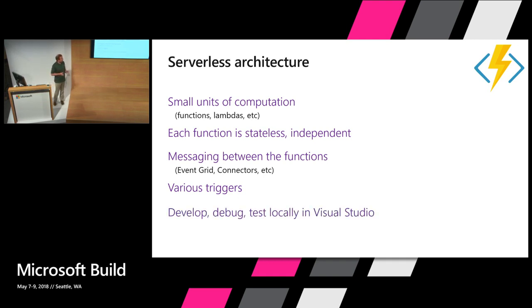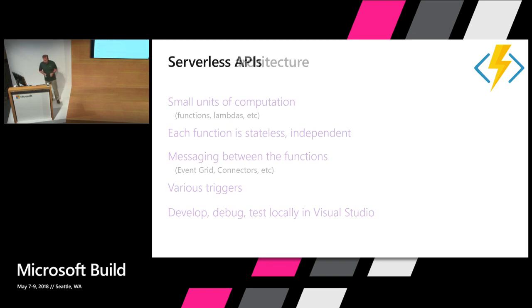Now, the really cool thing with functions is that you can develop, debug, and test them locally in Visual Studio. So I use Visual Studio 17 for Windows. It's kind of my preferred IDE. But you can also use Visual Studio for Mac or Visual Studio Code, which is an open source cross-platform editor that runs on Linux, Windows, and Mac. Okay? And I'll show you that in the demo.